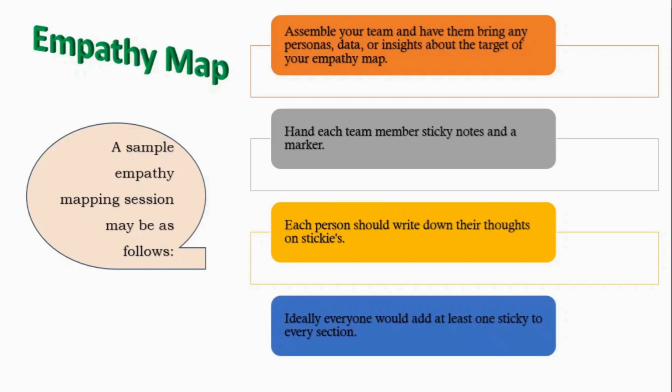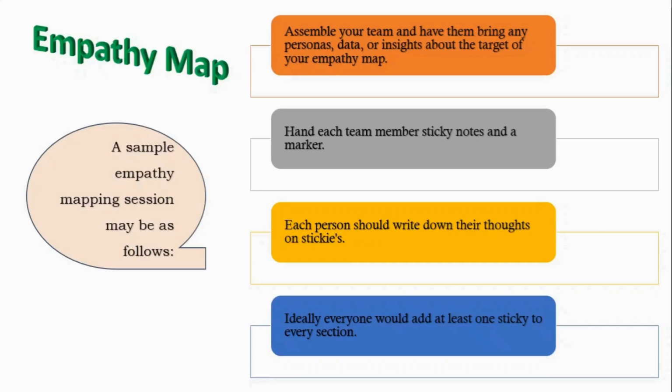Then in the next step, you have to instruct them that each person should write down their thoughts on stickies. Whatever input they have taken from the users, they are going to segregate that input and accordingly put it somewhere on the whiteboard, which I will show you in the coming slide. Ideally, everyone would add at least one sticky to every section. What are these sections where the sticky notes are going to be on the whiteboard? We will see in the coming slide.